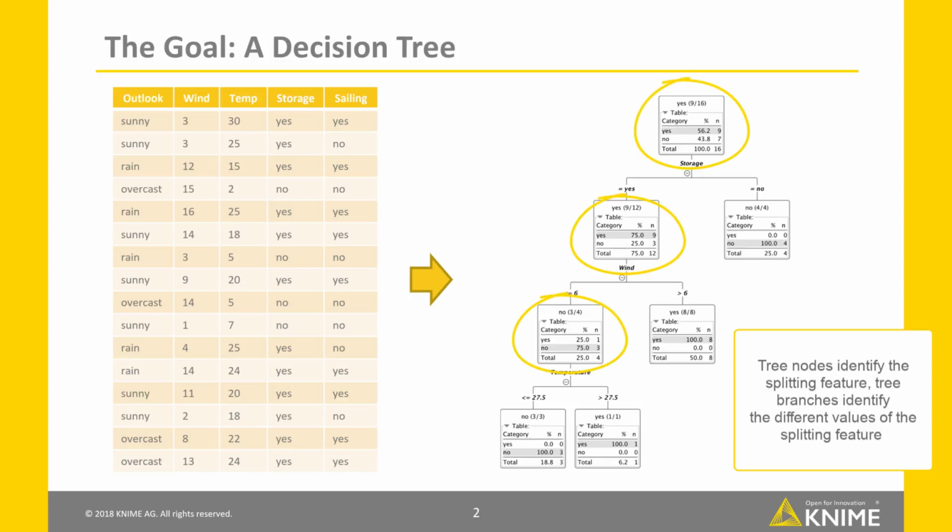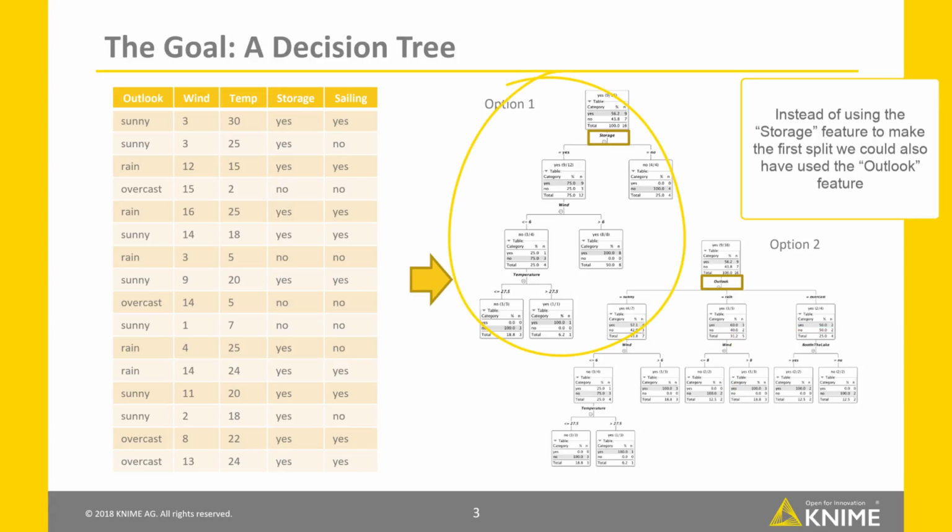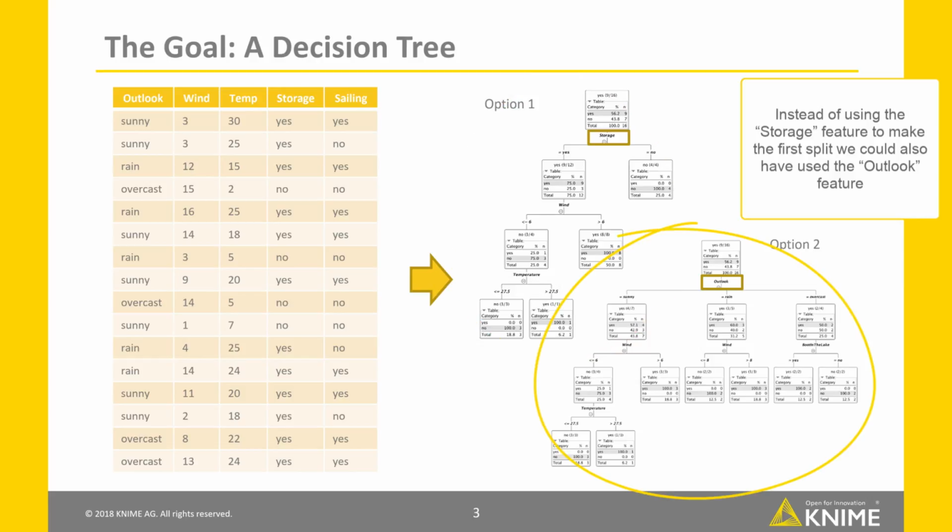Tree nodes identify the splitting feature, tree branches identify the different values of the splitting feature, and tree leaves at the end associate the final class to a specific decision path. But actually, the tree we see here is not the only possible classification tree. Instead of using the storage feature to make the first split, we could also have used the outlook feature.